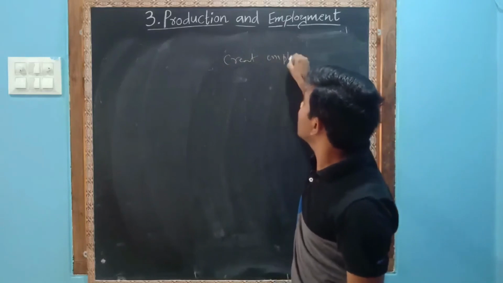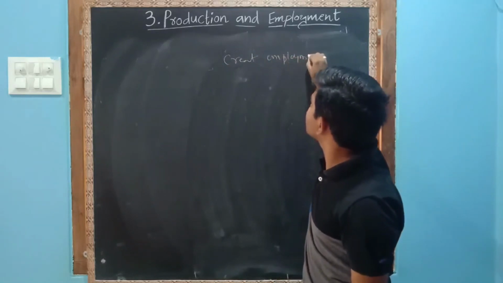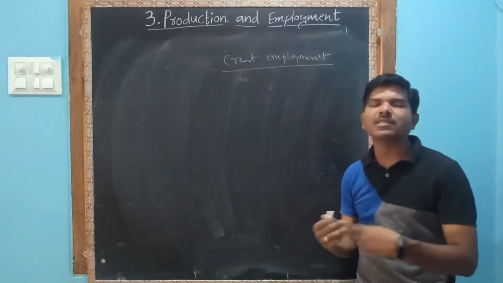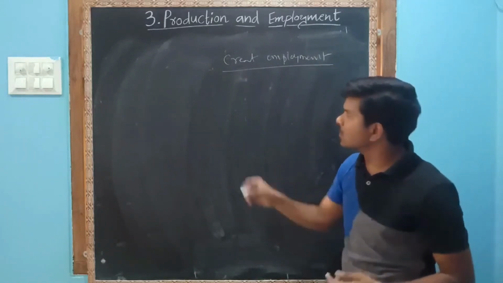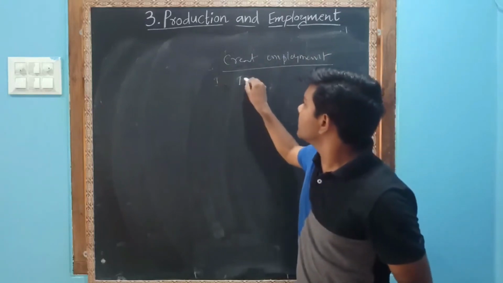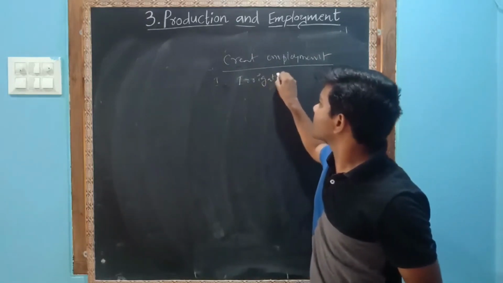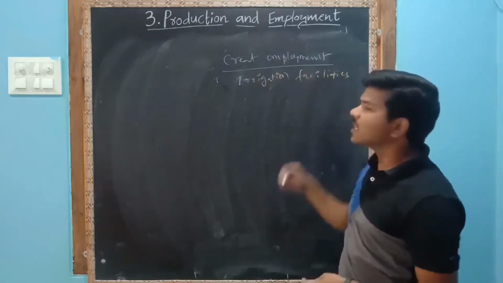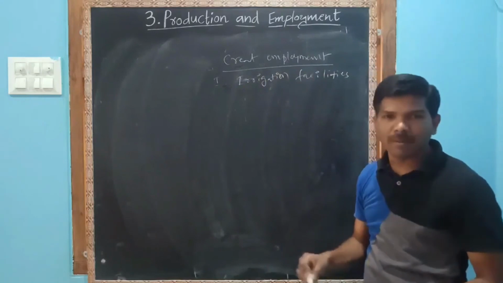Create employment opportunities. In what ways does the government need to create employment opportunities? First one, irrigation facilities. Irrigation facilities need to be developed. Irrigation facilities need to be provided by the government.